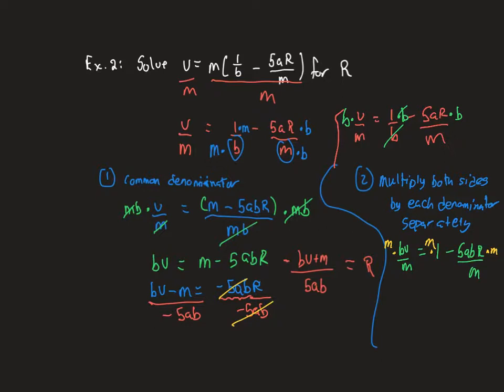That would cancel out these m's, leaving me with bv is equal to m minus 5abr. What do we notice now? Well, we're now at the same place we were over here, so our answer is going to continue towards the same thing.